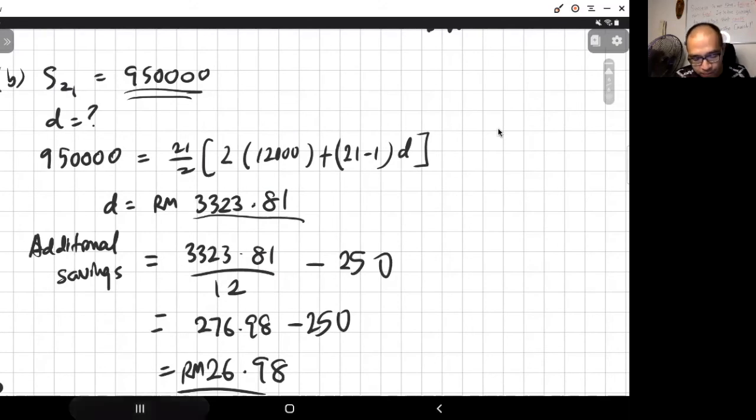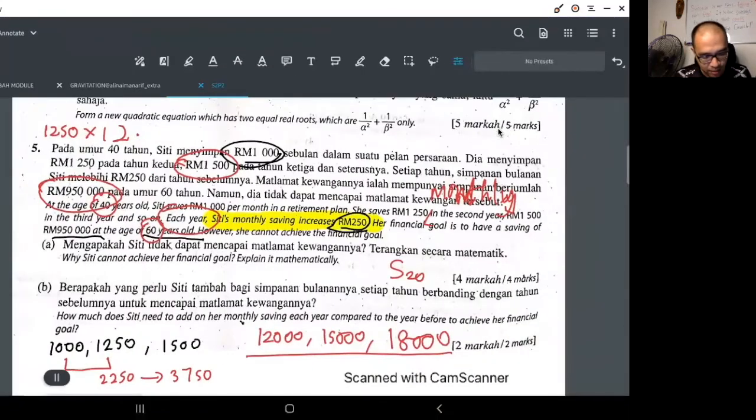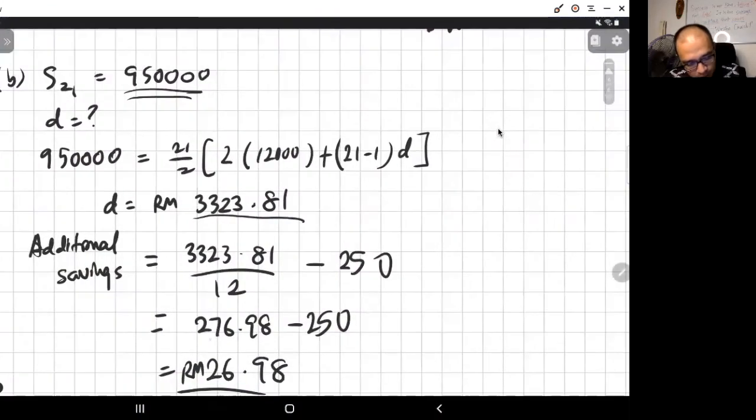Look at the question. Yeah, I'm losing faith in Pelangi. Berapakah yang perlu Siti tambah? Means dia sudah ada sedia 250 bah. Berapa yang dia kena tambah? Even in the answer scheme dalam jawapan you know where they stop? They stop here, 276.98. But that's not answering the question. The question is how much additional she has to top up every month in order for her to reach the goal. So this is the actual answer.